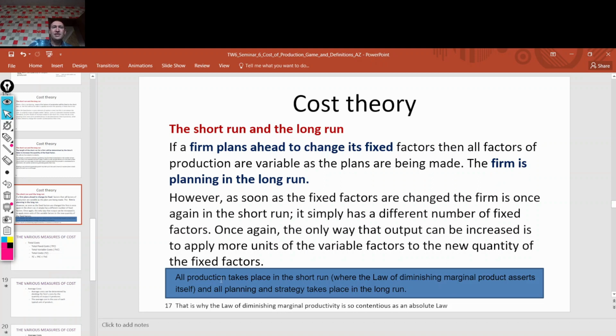And as a good point, I think all production takes place in the short run, where the law of marginal product asserts itself, but all the planning takes place in the long run. It's a statement about being a visionary person in the business, right? You produce in the short run, but you have to devise your strategy for the long run. And then your business will not experience a bottleneck. That's a statement to be remembered by business visionaries. That one in the blue box. Okay, we discussed that one.